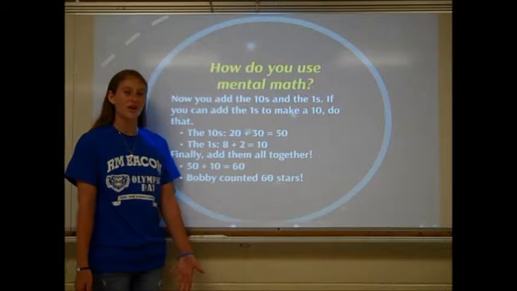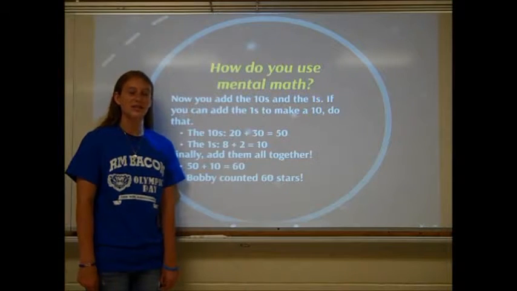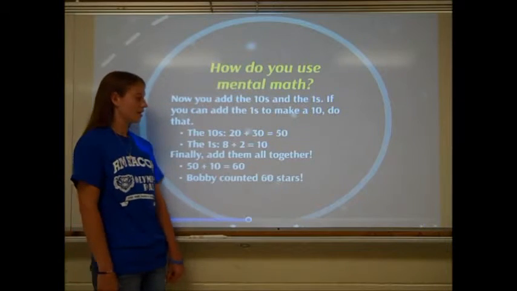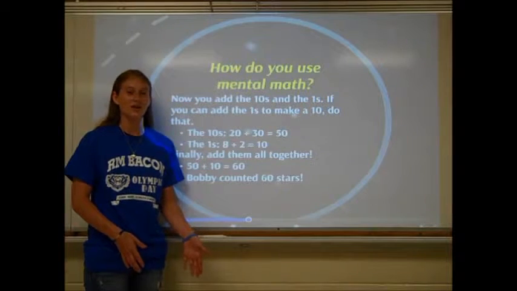What you want to do at the very end is add your tens and the ones together. 50 plus 10 equals 60. So on Monday and Tuesday, Bobby counted 60 stars in total.